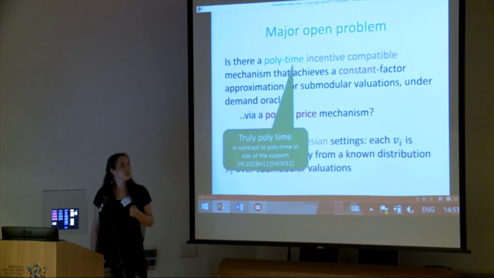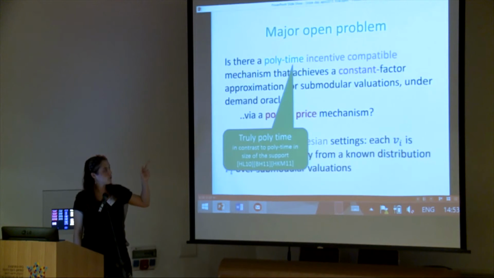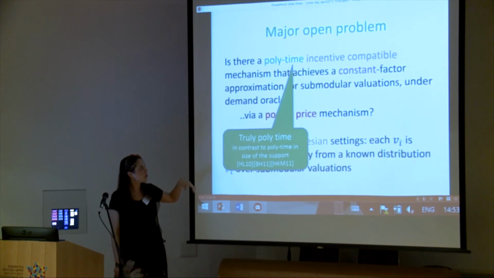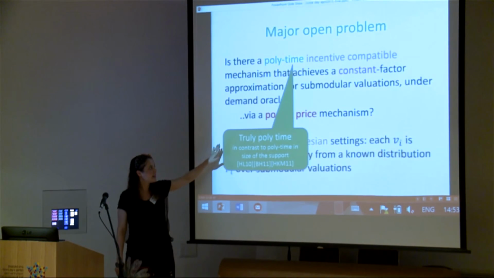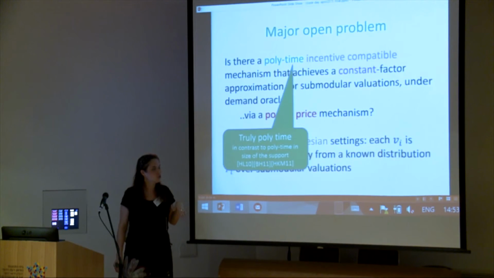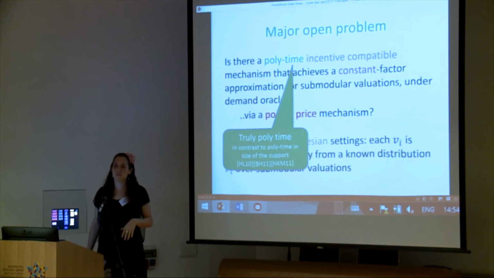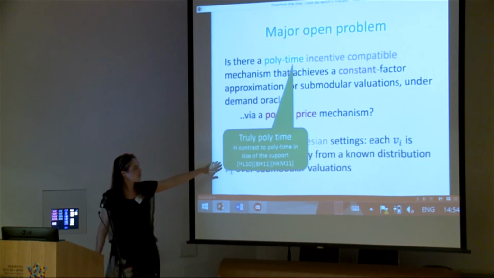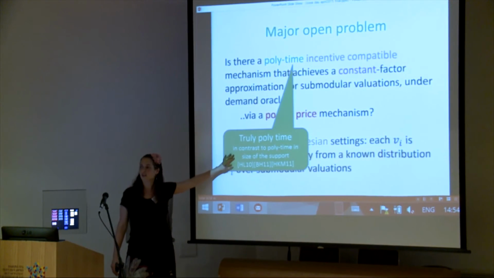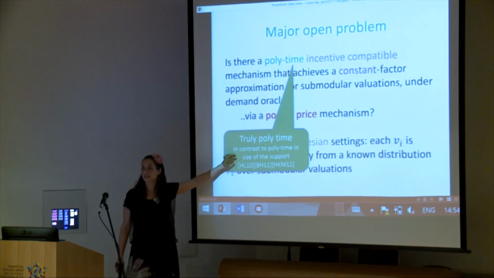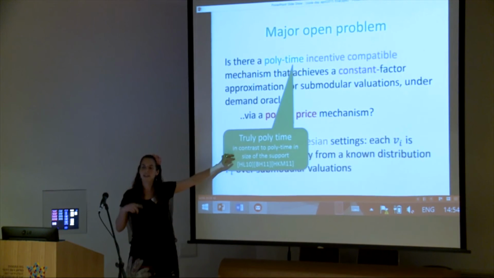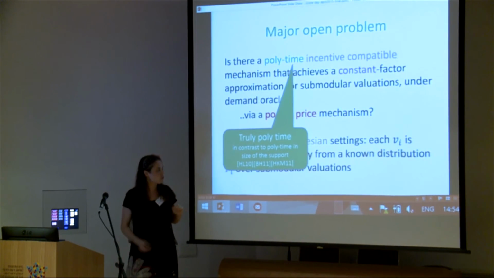Two remarks. One is that when we say polytime, we want truly polytime. This is in contrast to sometimes when we talk about Bayesian settings, where we only ask for polynomial time in the size of the support of the distributions, which can be really large. In our case, we really want polytime, not polytime in the size of the distribution.